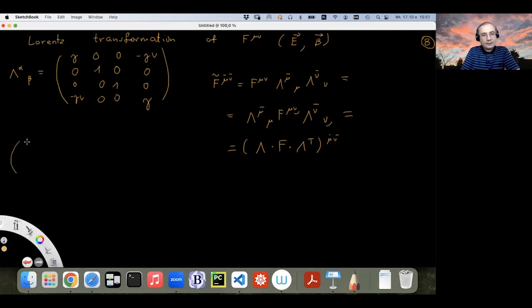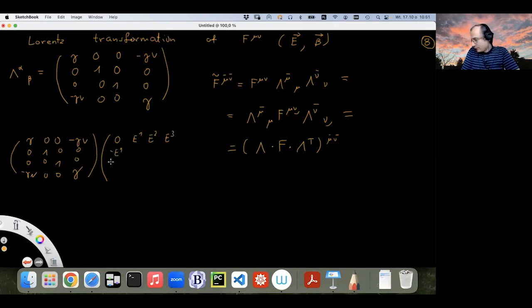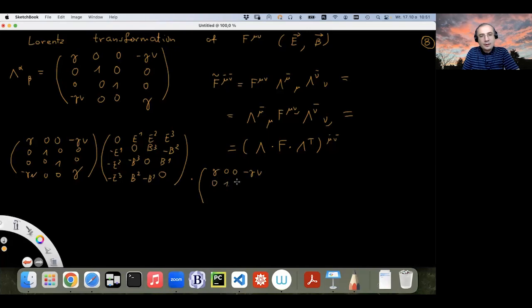Okay, so we have the matrix γ, 0, 0, minus γv; 0, 1, 0, 0; 0, 0, 1, 0; minus γv, 0, 0, γ. And we are supposed to multiply it by the matrix with 0, E1, E2, E3; minus E1, 0, and so on, with zeros here, and here we have B3, minus B2, B1, minus B3, B2, minus B1. And then this is again multiplied by the same Lorentz matrix, γ, 0, 0, minus γv; 0, 1, 0, 0; 0, 0, 1, 0; minus γv, 0, 0, γ.